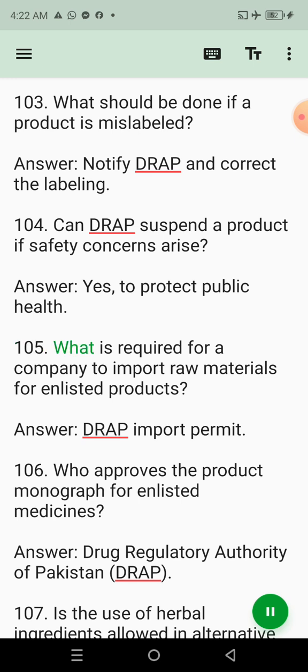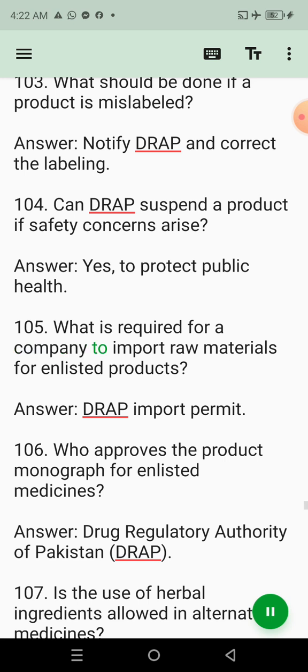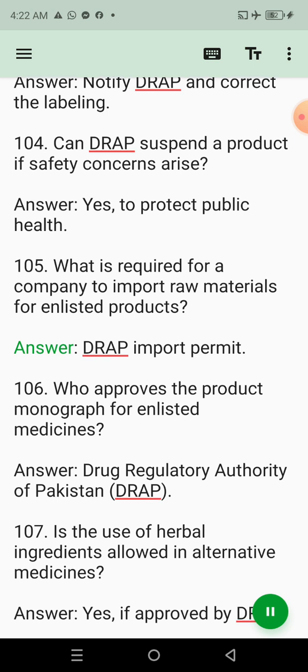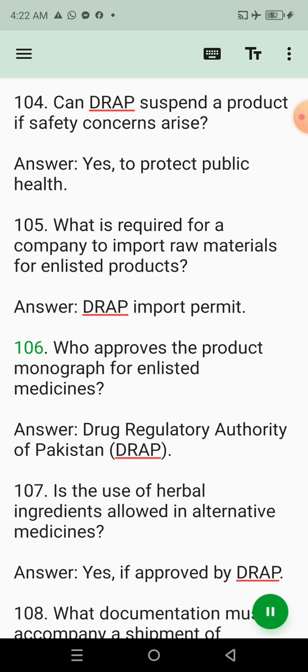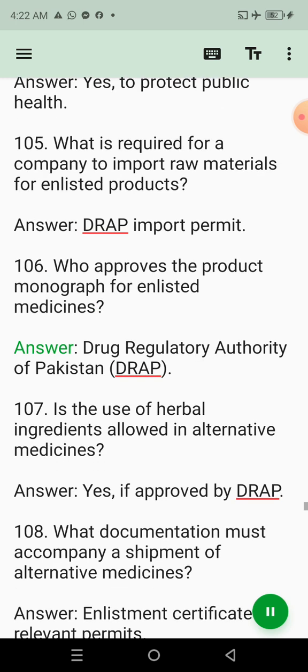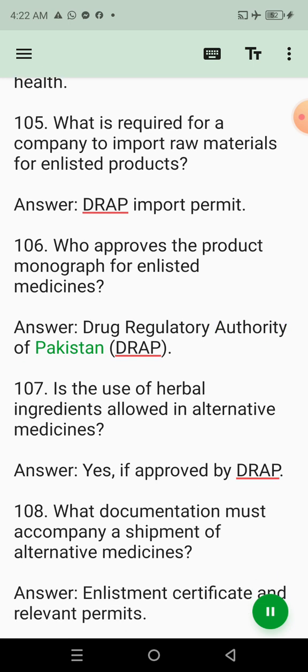105. What is required for a company to import raw materials for enlisted products? Answer. DRAP import permit. 106. Who approves the product monograph for enlisted medicines? Answer. Drug Regulatory Authority of Pakistan, DRAP.